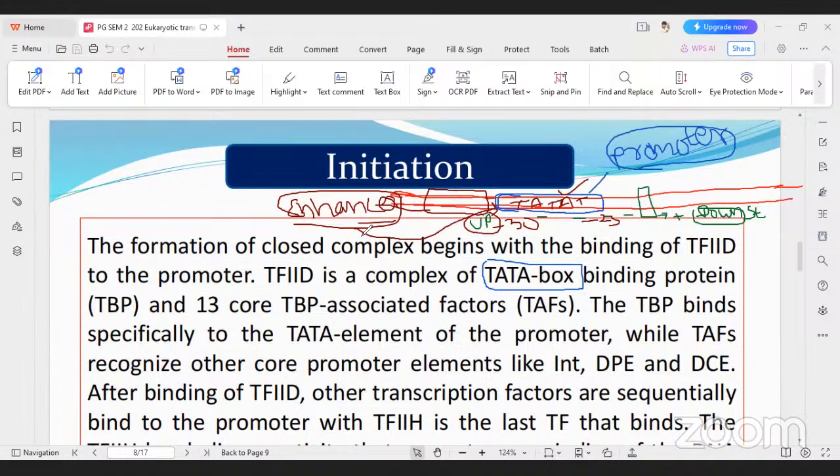And another one is the silencer. This silencer, one of the regulatory genes, may be present downstream or upstream. The function of the silencer is to repress gene expression. Both the enhancer and silencer can function at great distance from the genes. One enhances and one represses. One promotes the promoter, one represses. The silencer represses the promoter.